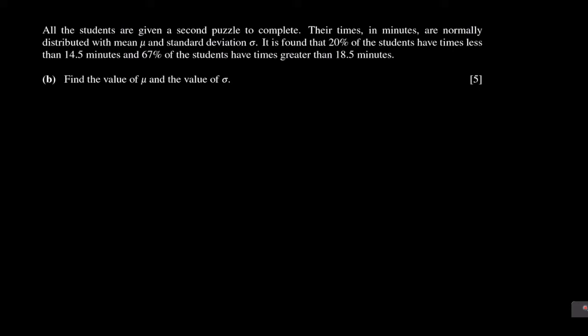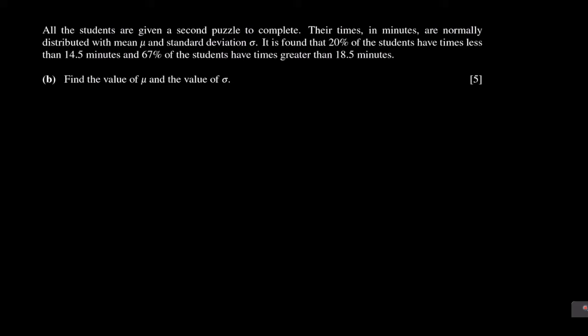Okay, so we got the next part of this question. All the students are given a second puzzle to complete. Their times in minutes are normally distributed with a mean of mu and the standard deviation sigma. It is found that 20% of students have times less than 14.5 minutes and 67% of students have times greater than 18.5 minutes. I want to find the value of mu and the value of sigma.